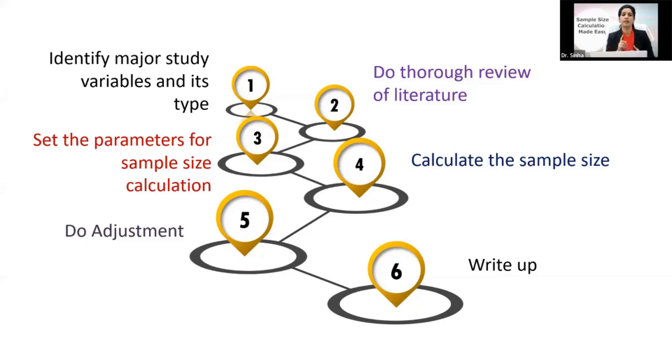You have to identify the major variable, then do a thorough literature review to get the estimates. Then you have to set some parameters, depending on whether your study is an analytical cross-sectional or a descriptive cross-sectional, like the value of alpha, precision, etc. Then calculate the sample size, do the adjustment, and then do the write-up. We will see each step one by one.